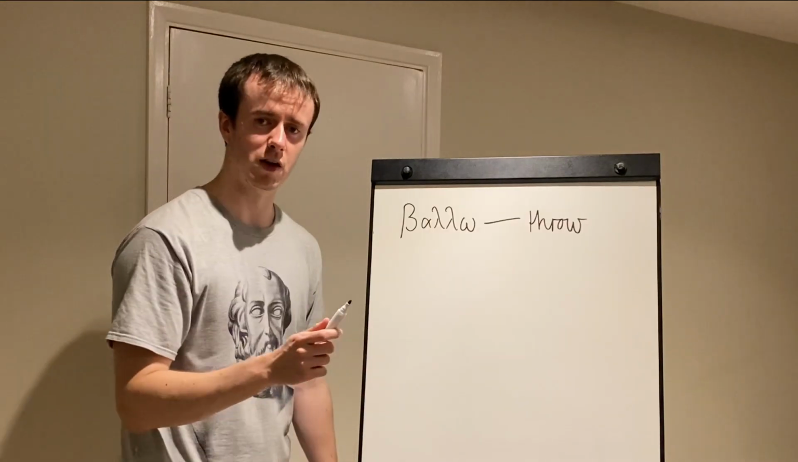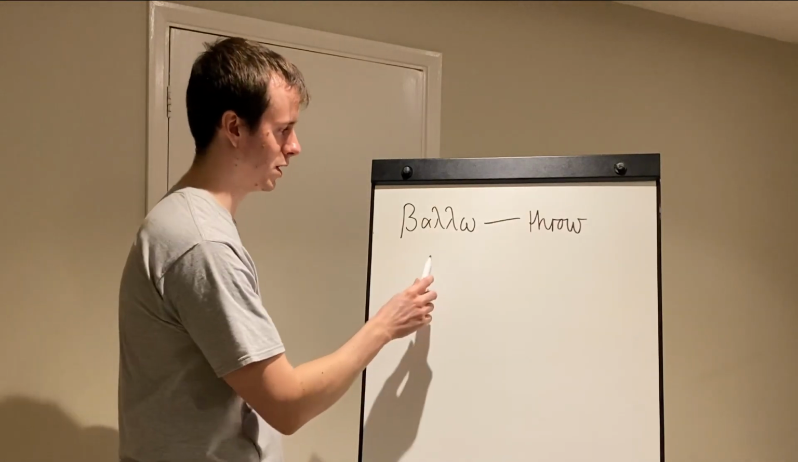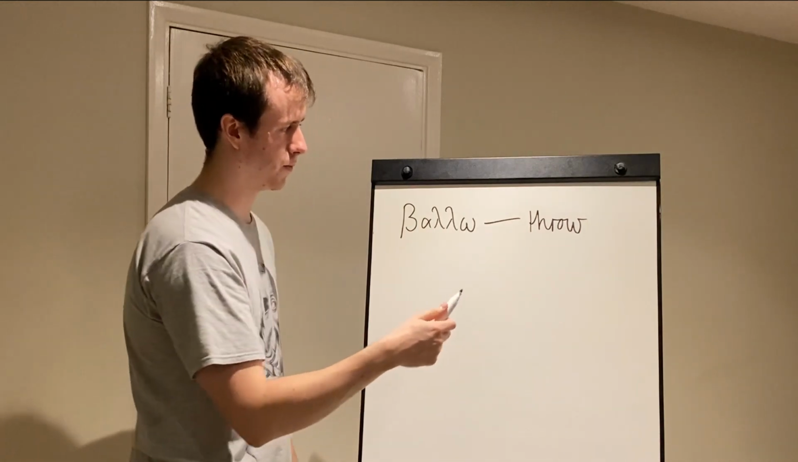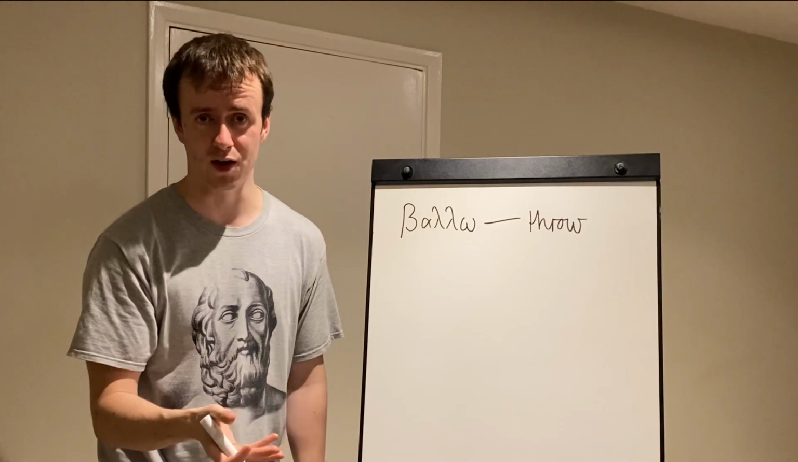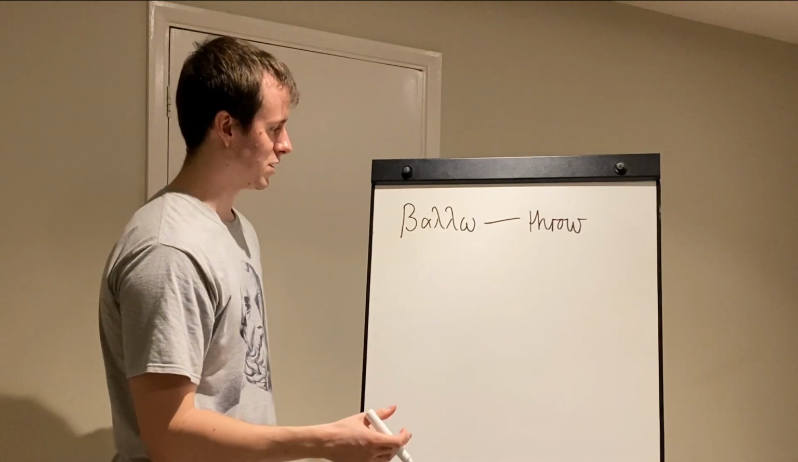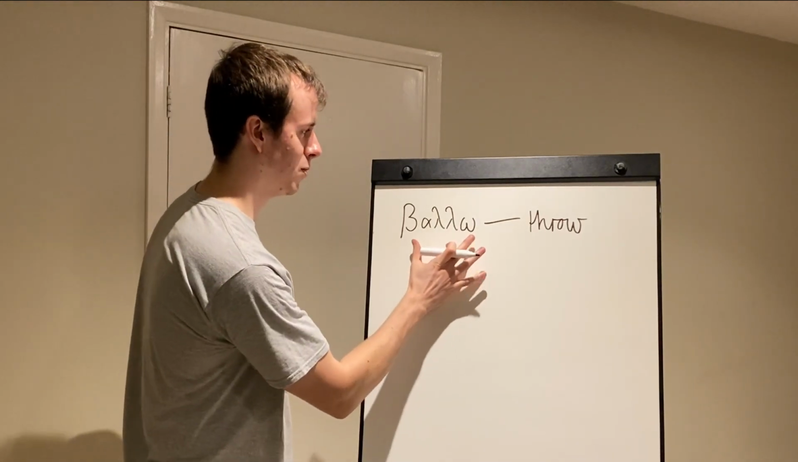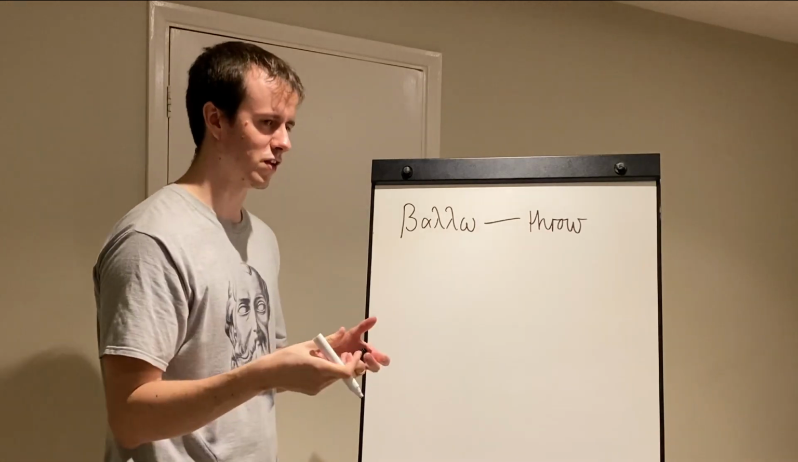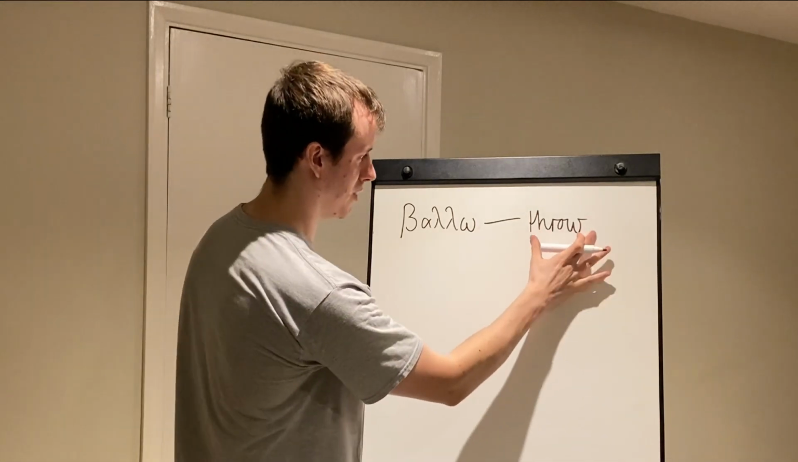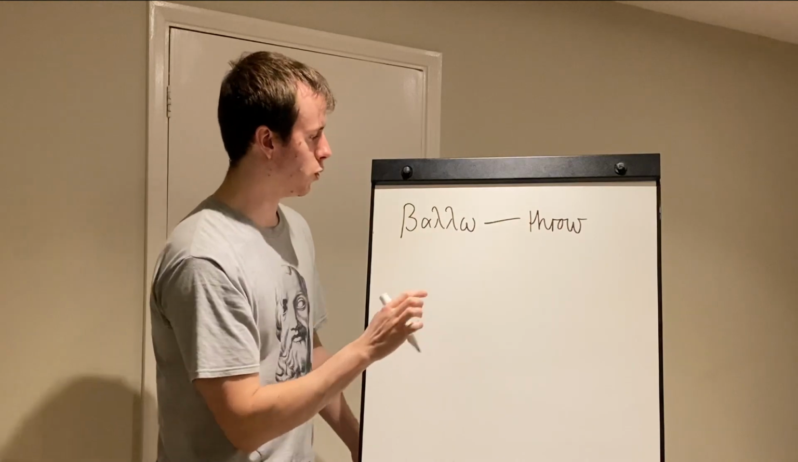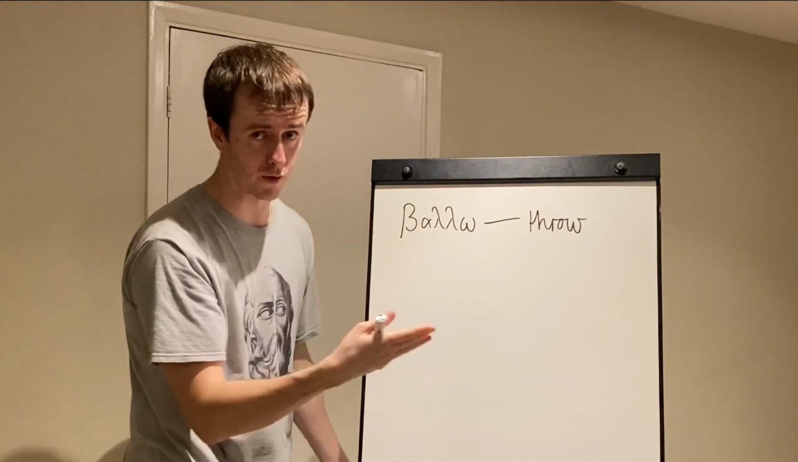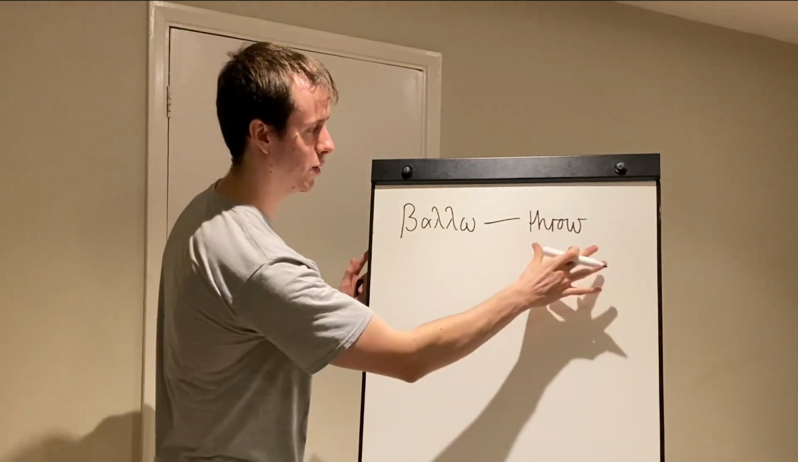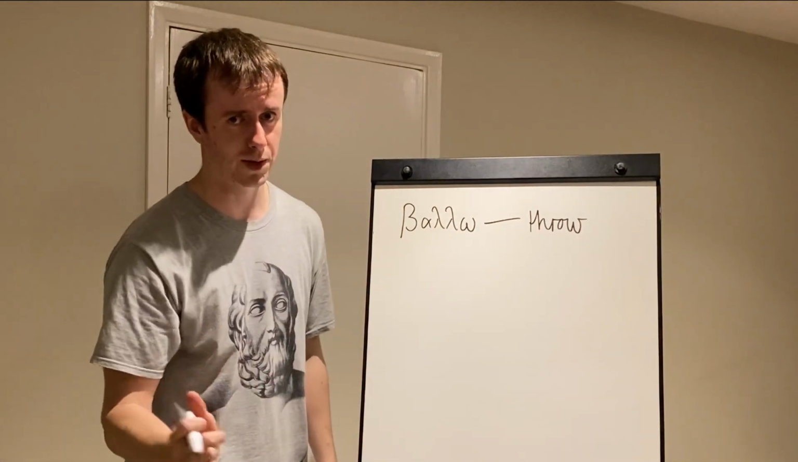The first verb that I want you to know the meaning of is the verb ballō, which means to throw. We know that this particular form, ballō, would mean I throw or I am throwing. But because this is sort of the standard form of the verb, when you look it up in the dictionary, it will just give you the basic meaning. Even though we know that if we saw this in an ancient Greek text, it would mean I throw or I am throwing. But they just give you the meaning throw when you look up a verb in the dictionary.